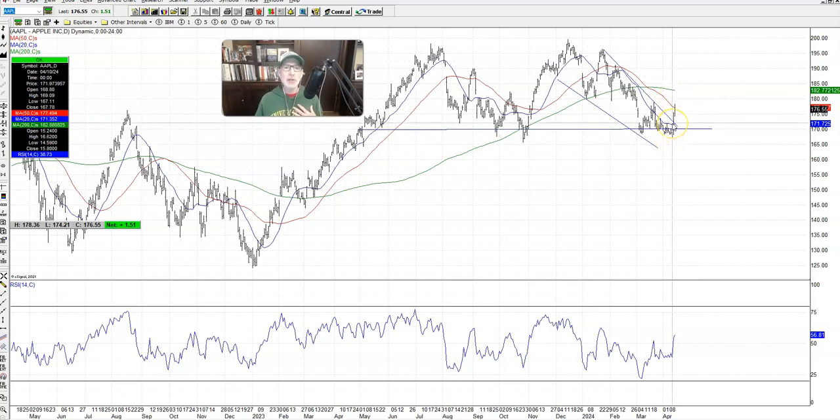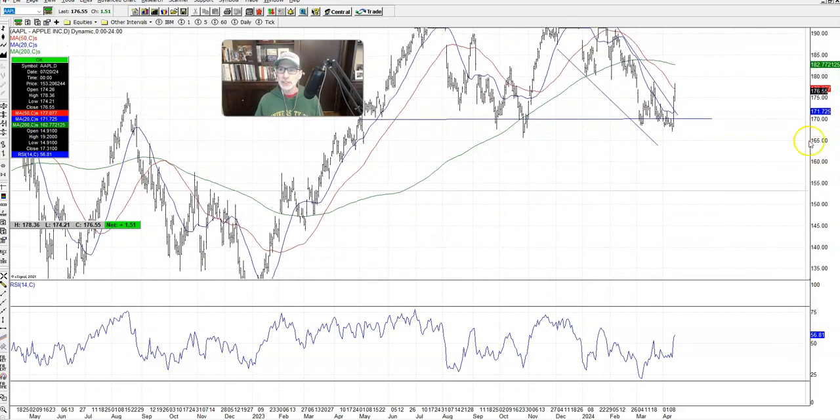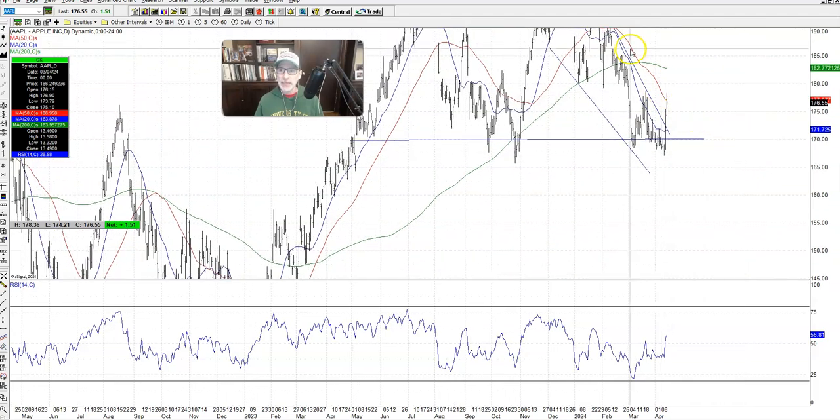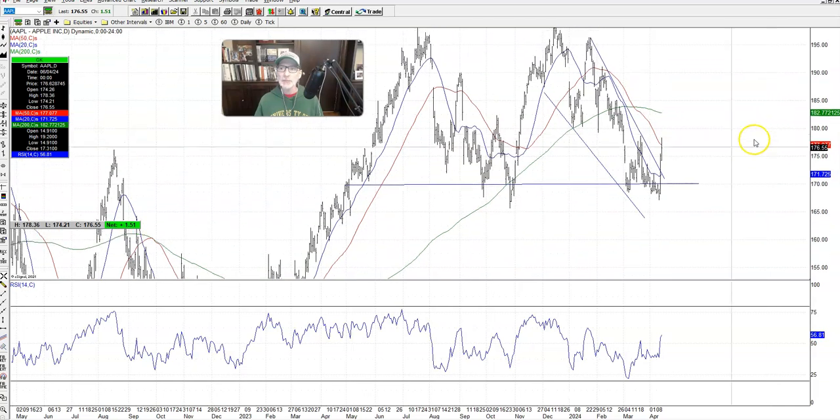So that gives me some hope that maybe Apple has turned the corner here from being in the doldrums around 170. Now you can also see here's the down sloping 50-day moving average right here, and obviously that's where the resistance would be for Apple. So Apple's got a lot of upside that it has to get through before it can really make a longer term uptrend.